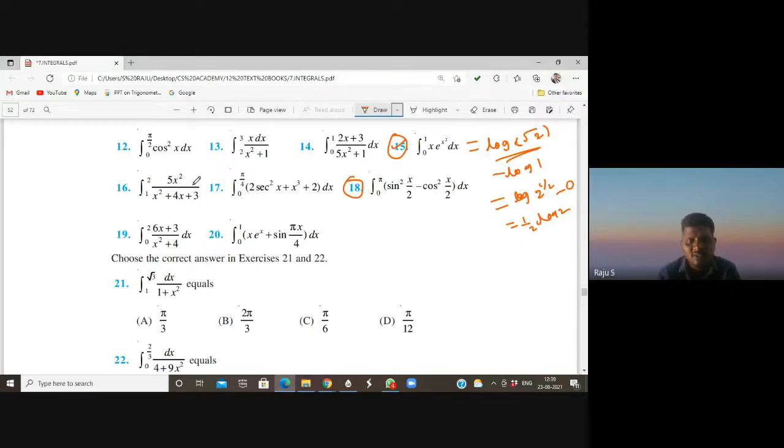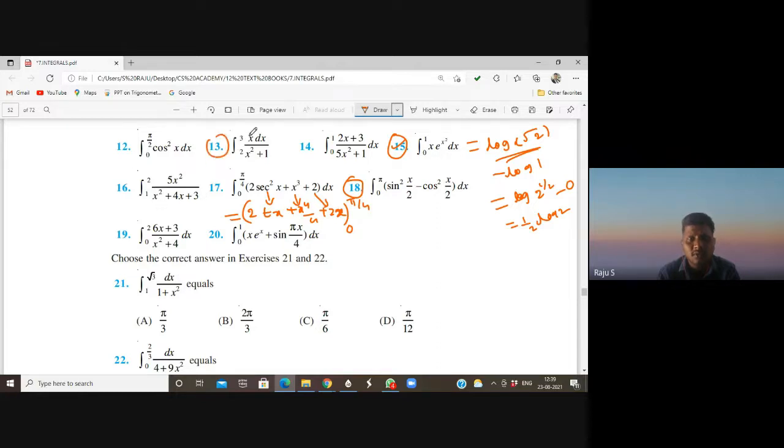Next, any other question? This is easy only. The integral of 2 secant square is tan x, x cube is x power 4 by 4, 2 is 2x, from 0 to pi by 4. That's all. Secant square integral is tan x, x cube is x power 4 by 4, 2 is 2 into x. Substitute upper limit minus lower limit. That is the answer. No issue.